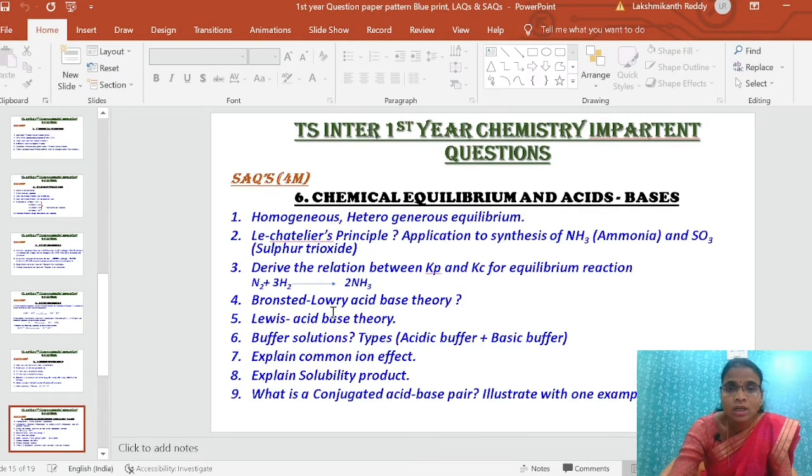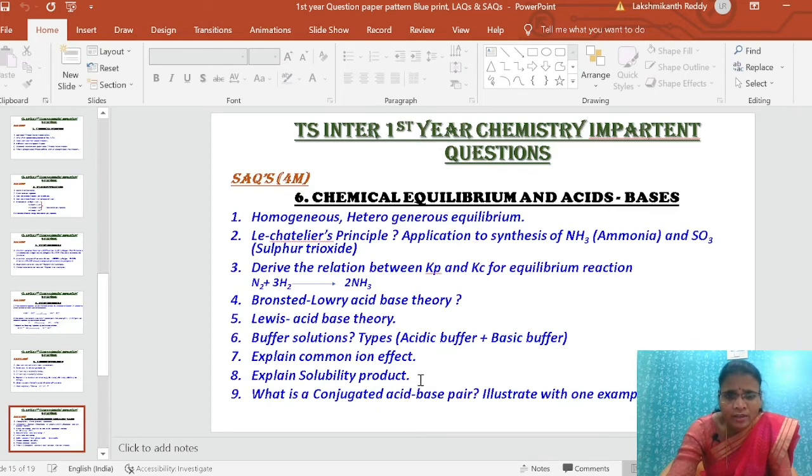Next chapter, chemical equilibrium and acids and bases. Okay. Homogeneous and heterogeneous equilibrium, Le Chatelier's principle, application to synthesis of ammonia and sulfur trioxide. Next, derive the relation between Kp and Kc for the equilibrium reaction of N2 and 3H2. Okay. So next, Bronsted acid base theory, Lewis acid base theory, buffer solutions, how to prepare an acidic buffer and a basic buffer. Write down examples. Okay.